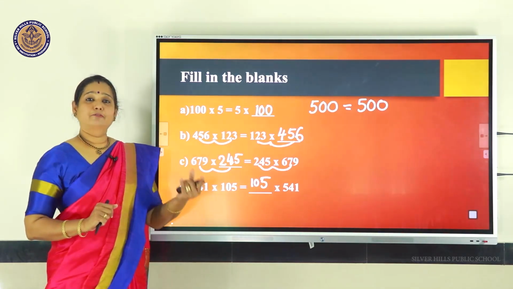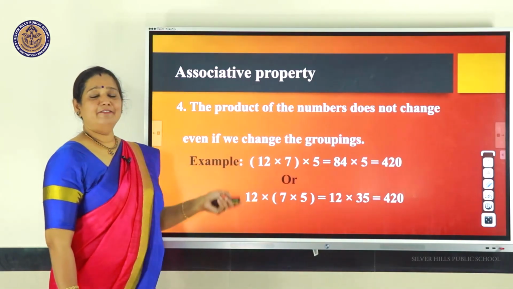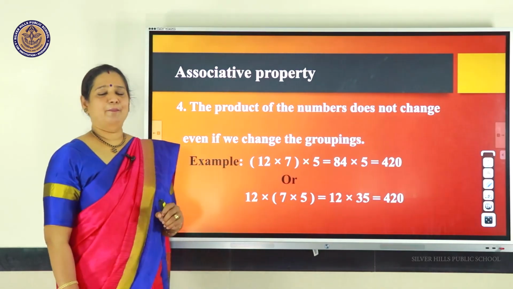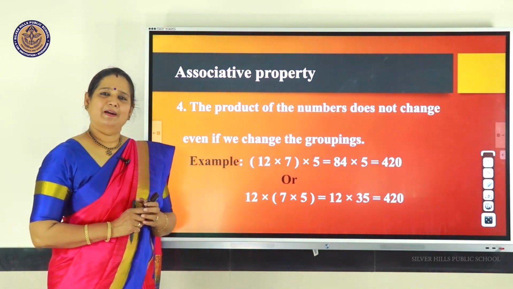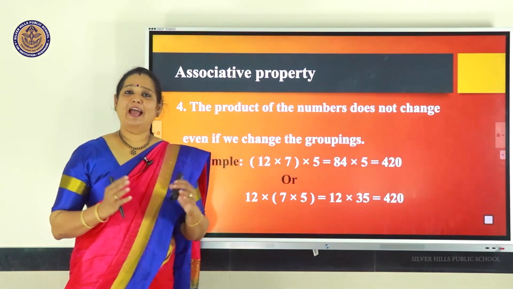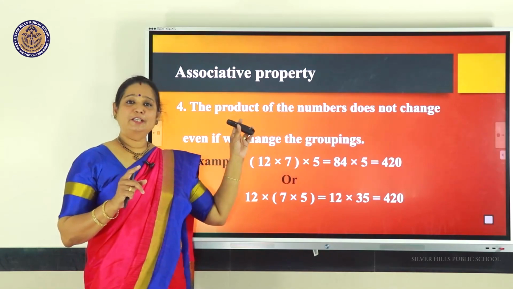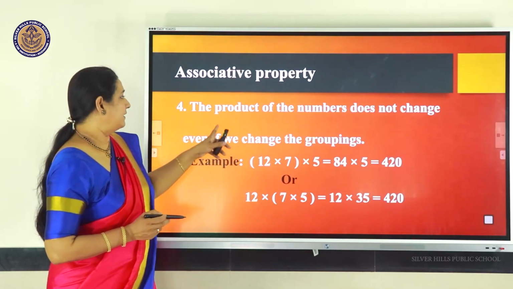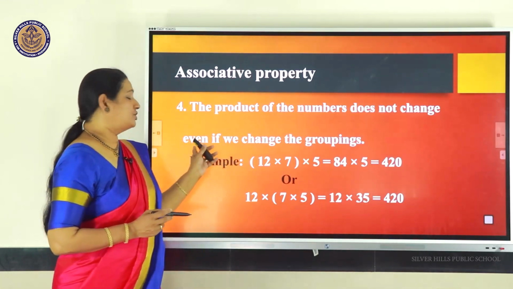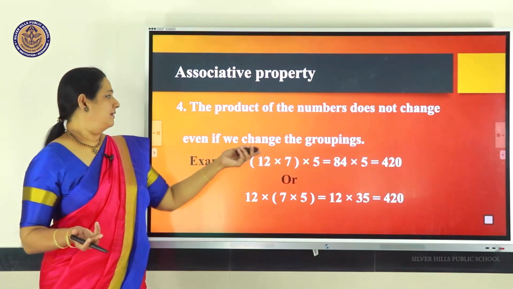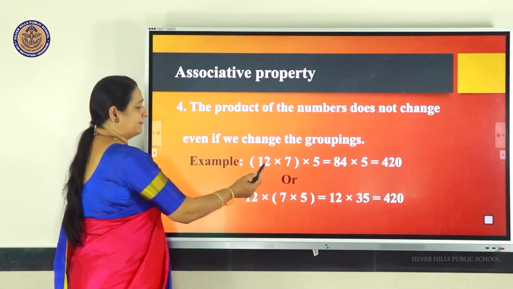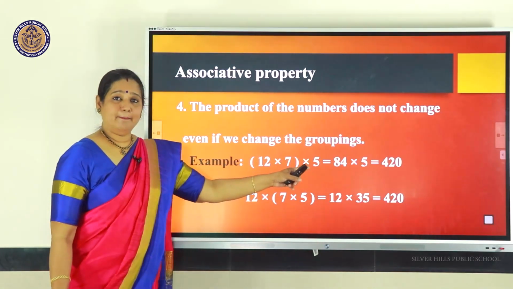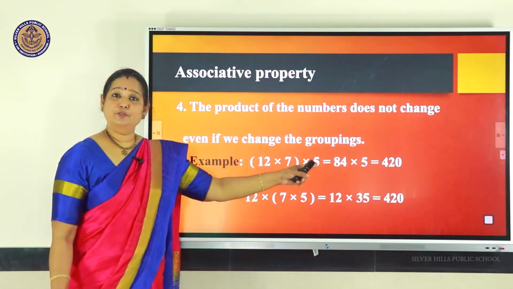Let us move to the fourth property. See, here we are going to learn the fourth property of multiplication, that is associative property. What is associative property? Very simple, that is grouping and multiplying. So, associative property means you are grouping certain numbers and you are going to multiply. Look here, the product of the numbers does not change even if you change the groupings. Here you can see three numbers, 12 into 7 into 5.